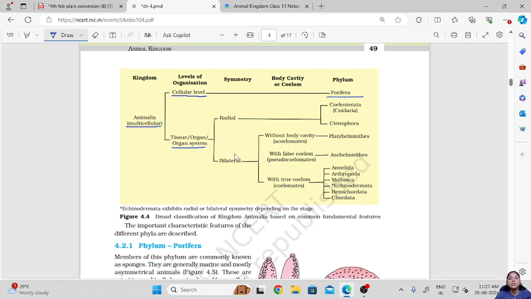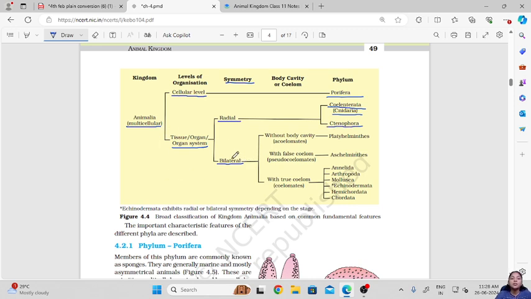Okay, the first phylum which is there is Porifera, and then based on tissue or organ system, again we have the second character, that is the symmetry. So according to symmetry, this category is again further divided into two, that is having radial symmetry and having bilateral symmetry. Now in organisms having radial symmetry, we again have two types. That is, first one is the phylum Coelenterata or Cnidaria, and the second is the phylum Ctenophora.